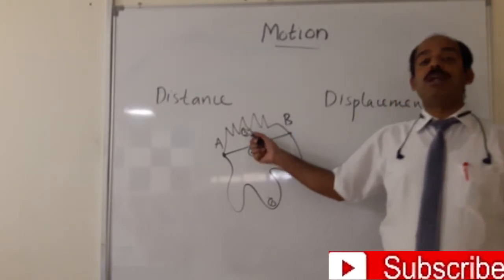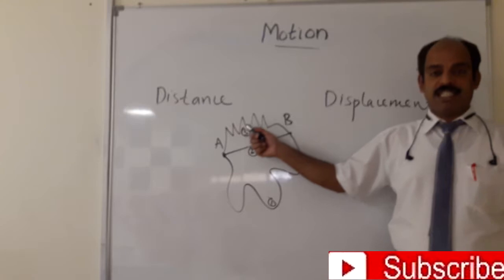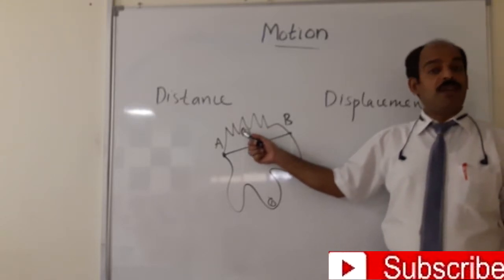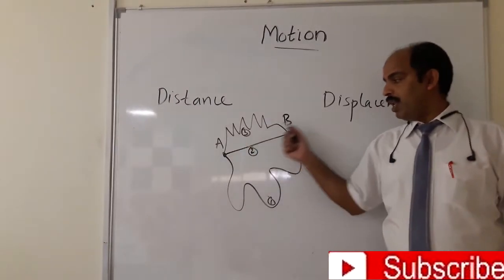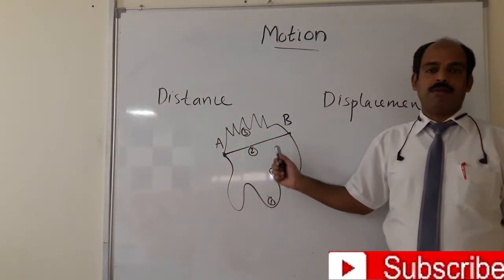Actual path covered by the object. That is what is called distance. Okay, they have many values. Because see, here it is 3. The distance between A and B, 3 paths are there, right?